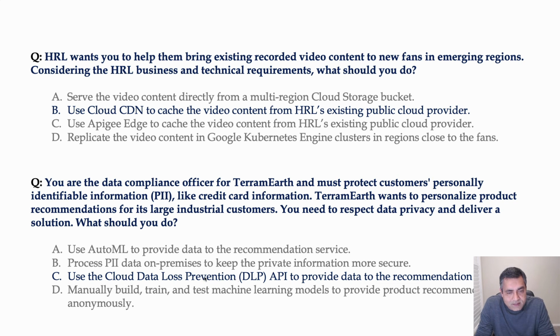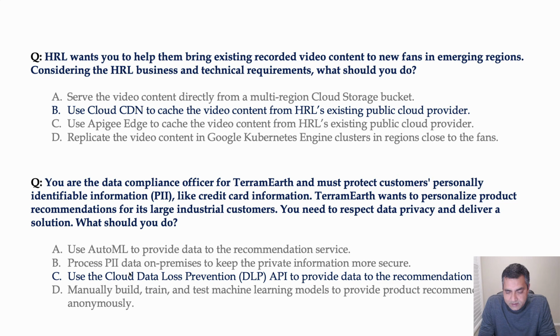Now, just based on this, remember, it's very important that you have a cheat sheet with the specific use case of each one of these products, because most often questions will give you a use case and try to test your ability to map that use case to a specific product that Google has. This is a classic example of that thought process. So C is definitely the answer. Manually build, train, and test machine learning models to provide product recommendations anonymously. That's definitely not the right answer.